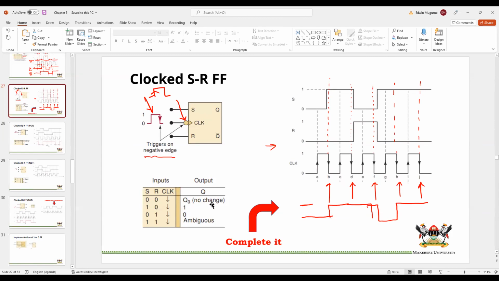In fact, that also tells you that the S and R inputs are kept in the 0 state where they are inactive. When you put a 1, it becomes active. And the 1 and 1 means that you're trying to set and reset at the same time, and that makes it ambiguous. By ambiguous, it means you will not get reliable performance.